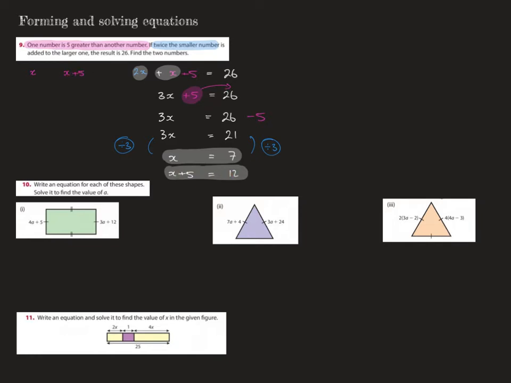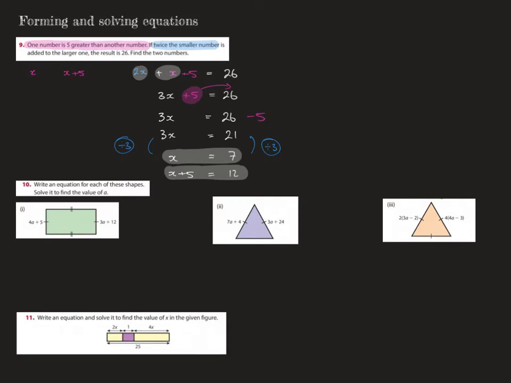Okay, so we'll move on there and we'll have a look at the next part. So this one here says write an equation for each of these shapes, solve it and find the value of a. Okay, so we're going to look at this question here. We can see there we have a rectangle, and these little lines here just mean that this side and this side are the same. Similarly, because you've 2 lines there and 2 lines there, it means that this side is the same length as this side.